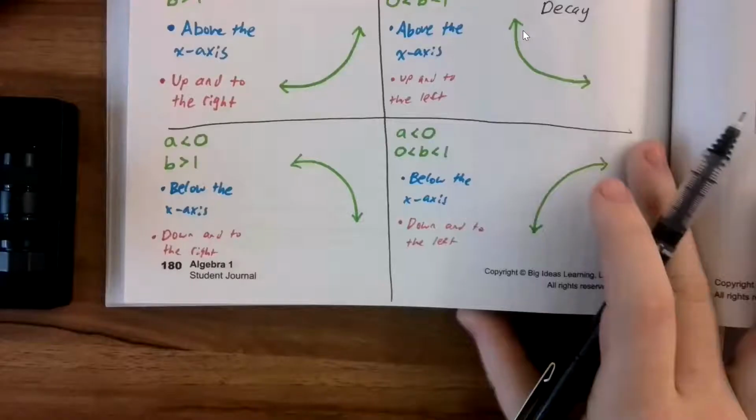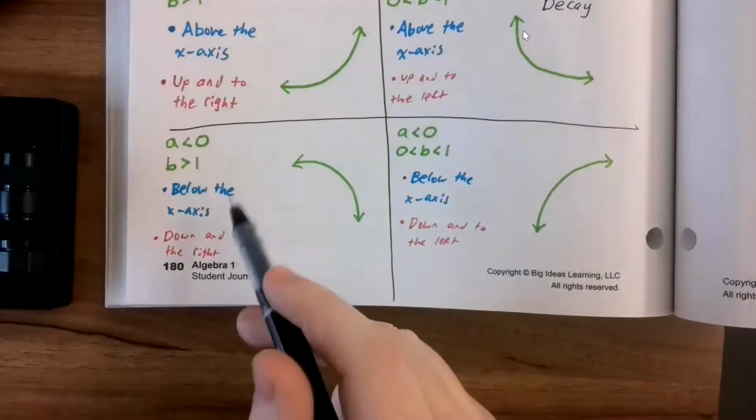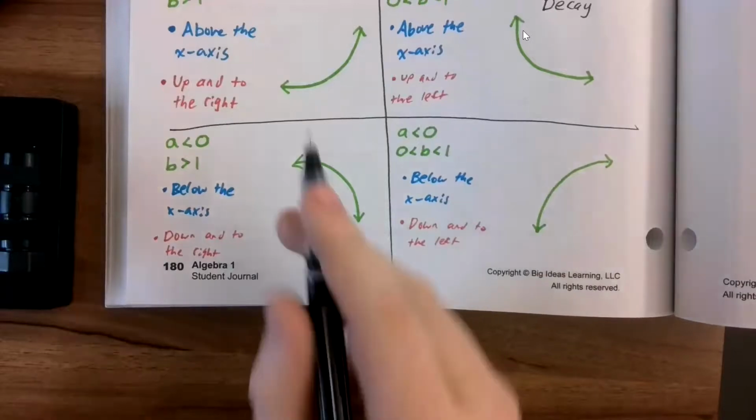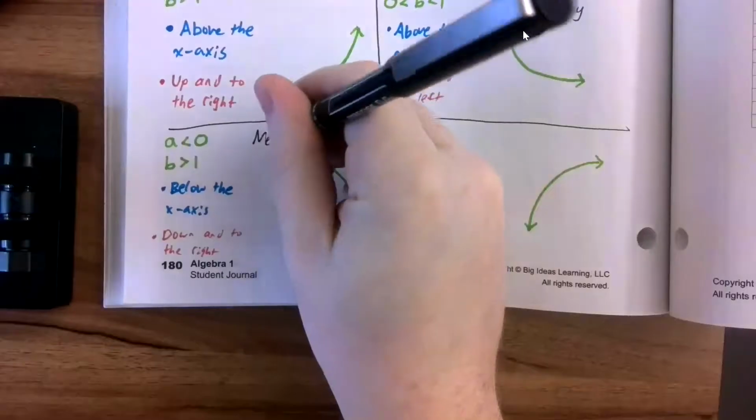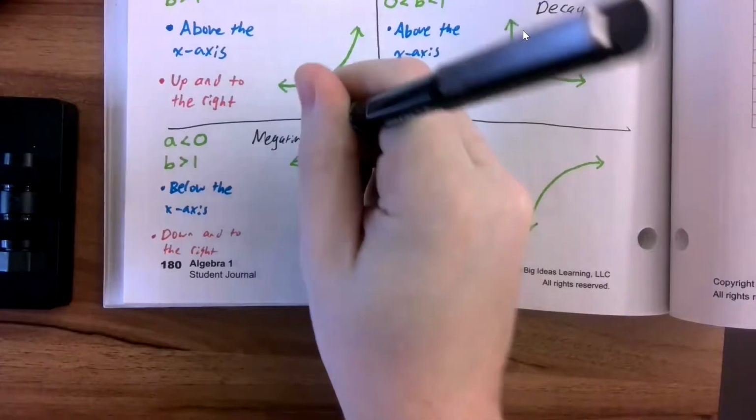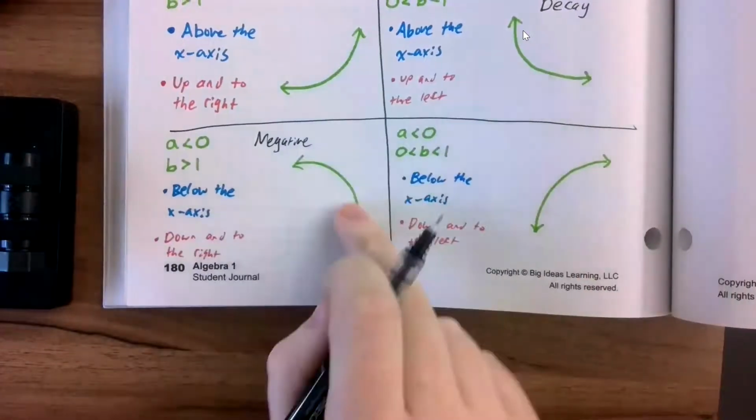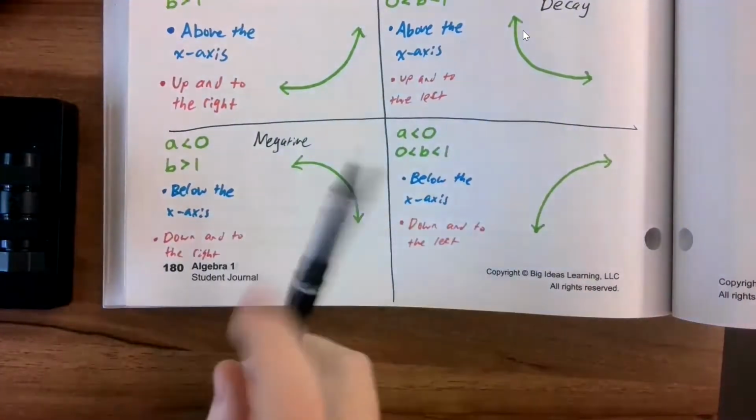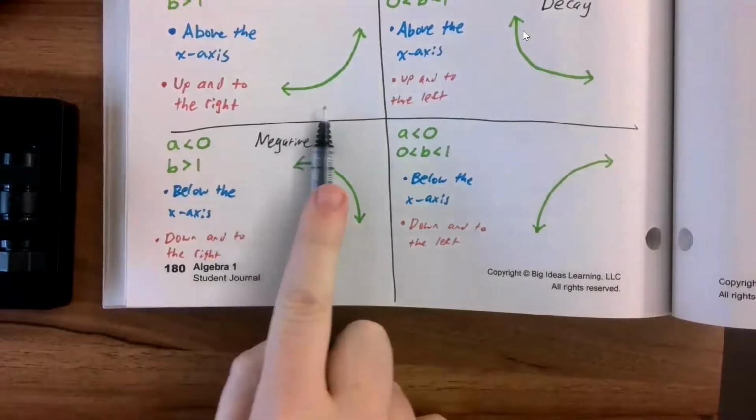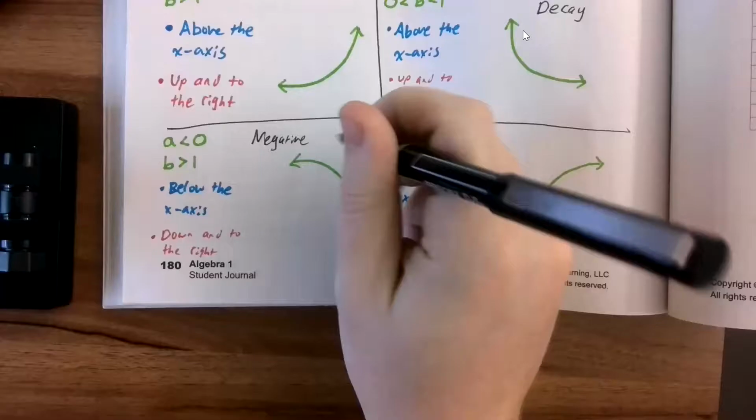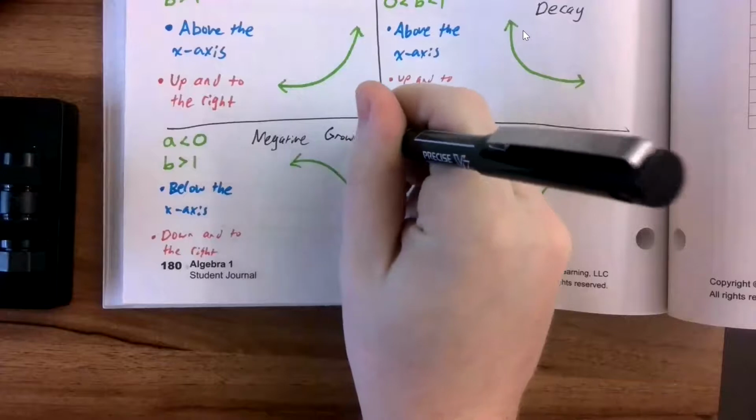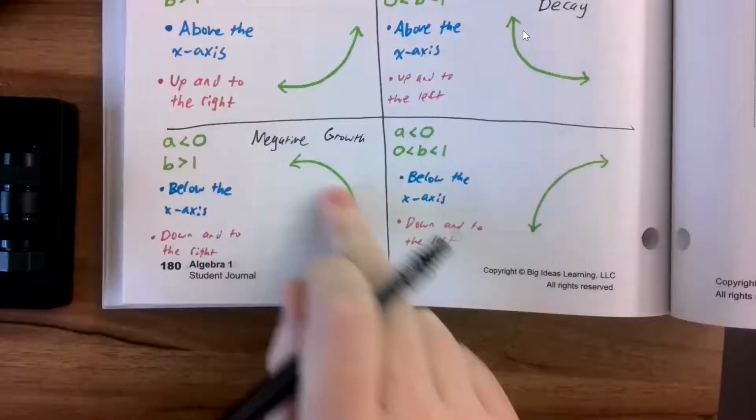Well, what about over here? This is no longer above the x-axis, it's below. We call this one negative. And since it's getting further and further away from our x-axis, from zero, as it goes to the right, we also call this one growth. It's growing just in a negative direction.